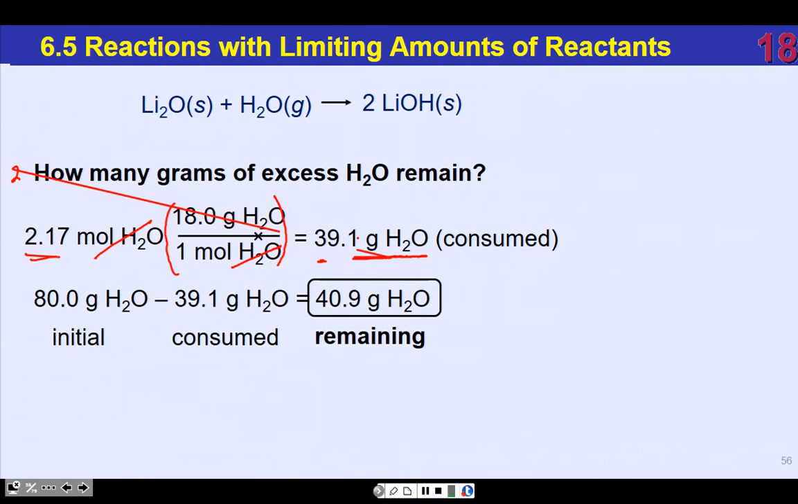Apologies for the tool that's leaving me lines that I wasn't intending. Sorry about that. All right, then the third part was how much lithium hydroxide is going to be formed.